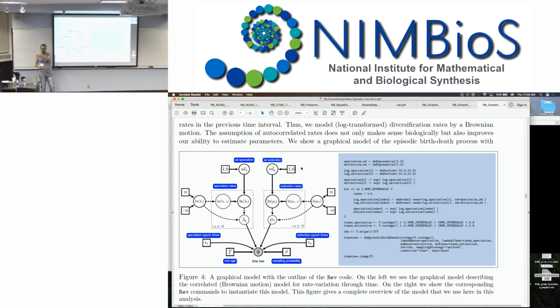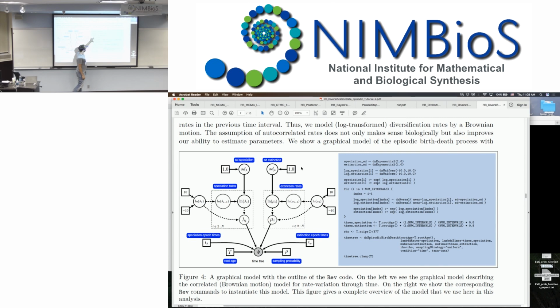And the reason also is that we use a Brownian motion, and Brownian motion is generally defined on the full real line, so it can be positive or negative, but we only want to have positive rates, so that's why we use the Brownian motion on the logarithm of speciation and extinction rates. So it's like a geometric Brownian motion or geometric random walk.